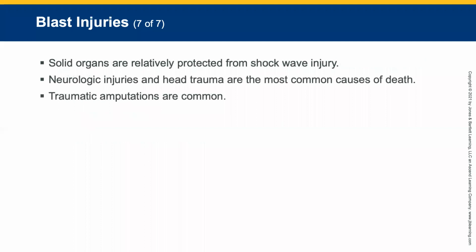Solid organs are relatively protected from shockwave injuries, but may be injured by a secondary missile or a hurled body. Neurologic injuries, such as head trauma, are a common cause of death from blast injuries. Extremity injuries include traumatic amputations. Those are very common. You can see partial amputation or full amputation. You saw a lot of those in Boston, one of the most recent bombings we could speak about. You can have smaller injuries, like your fingers, hands, and toes. You may have full and partial amputations.